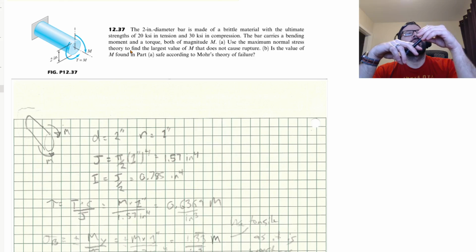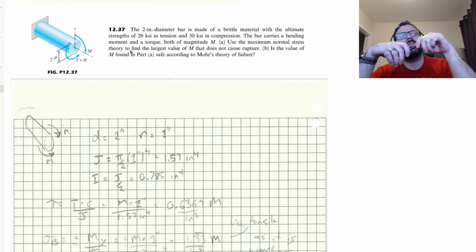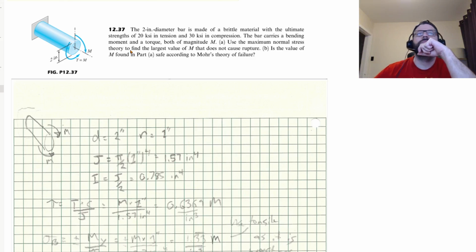Then we're going to use the maximum normal stress theory to find the largest value of M for which that won't break it. And then we're going to test if we would expect failure according to the Mohr-Coulomb theory of failure if that same moment was applied. So yeah, a couple things.